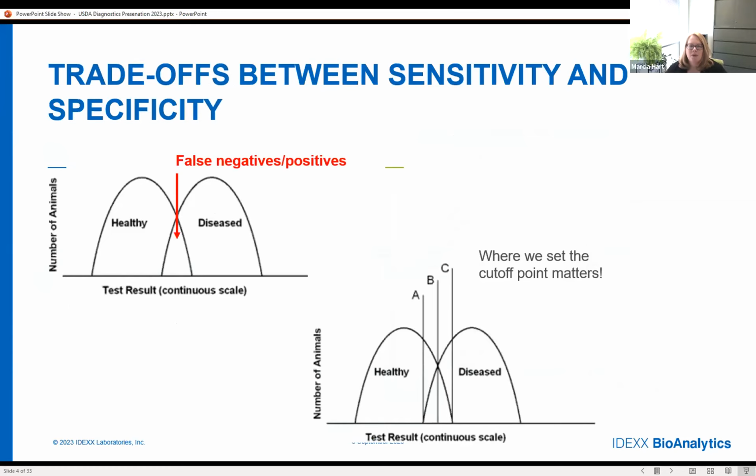And this really matters when you're talking about testing, and especially assay design or how assays might be used between various diagnostic labs. When we look at a healthy population and a diseased population, as I said, there is this little area here where they overlap. This zone has a tendency to have false negatives and false positives. And where we set that cutoff point matters.